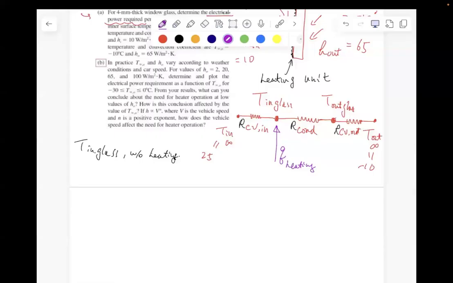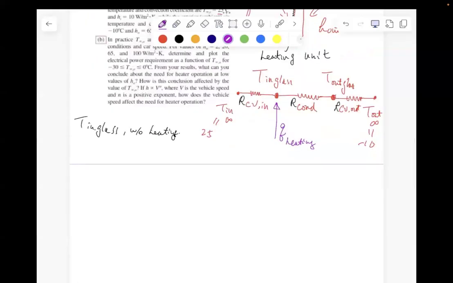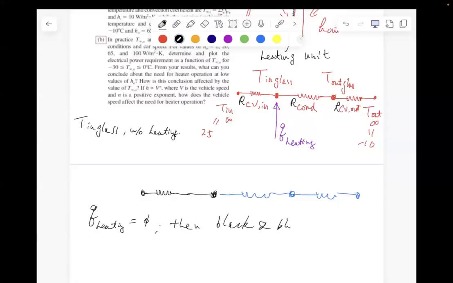if you don't have this heating unit, then the left section, the first section, and then the second section, I use a different color. The black section and the blue section are in series, okay? So when Q heating is 0, then the black and the blue are in series.